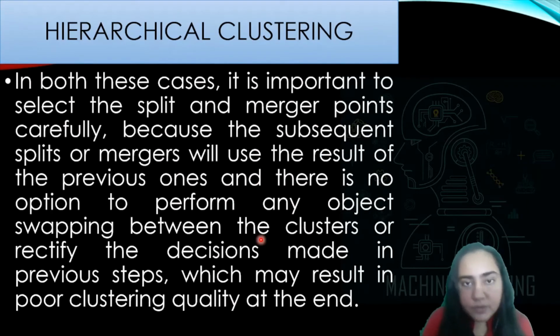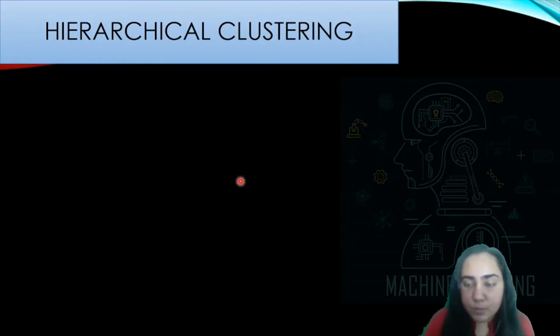And in both these cases, it is important to remember to select the split and merger points carefully. Okay, so if you are working with the divisive method, you have to select the split point very carefully. If you're working with the agglomerative method, you have to select the merger points very carefully, because the subsequent splits or mergers will use the result of the previous ones. So if you make a mistake in selecting them, then the subsequent steps will also get affected by that, and it will result in a poor clustering quality.